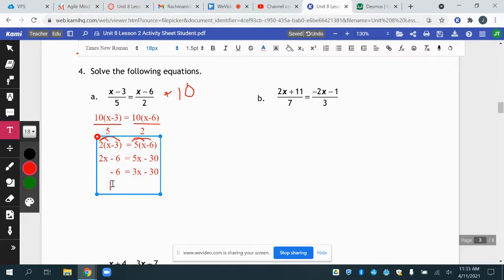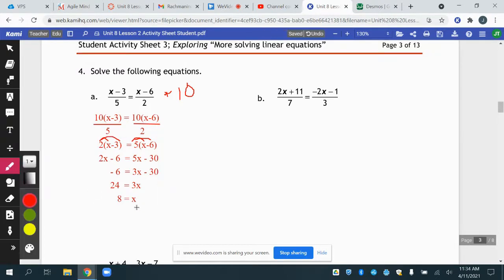I end up with 24 right here, and 3x right there. And that's it. Now I divide by 3, and I get what goes 3 times into 24. I believe that is 8. So x is 8. And there we go. That's the answer. You can put it in here and find out.